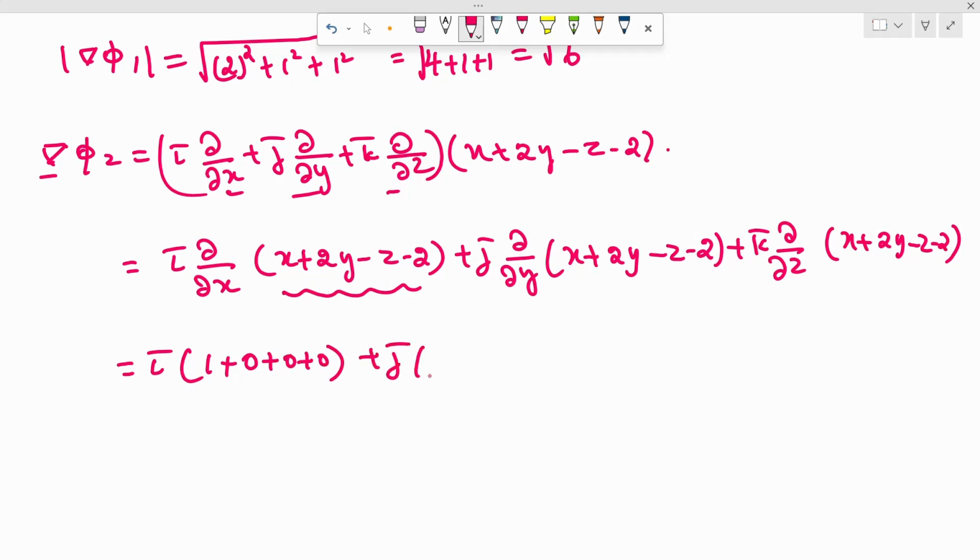Plus j vector into dou by dou y, which means partially differentiate with respect to y. Here we have to consider the other two variables, x and z, as temporarily constant. In the first term there is no y, which is 0, plus the differentiation of 2y is 2, 0, 0, because there is no y in the remaining two terms.